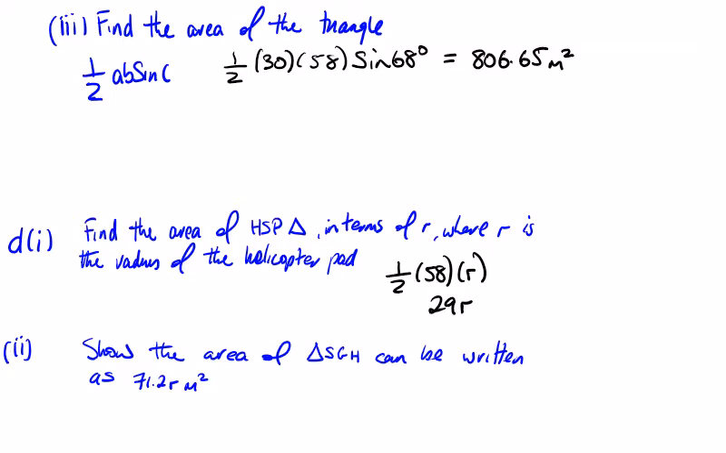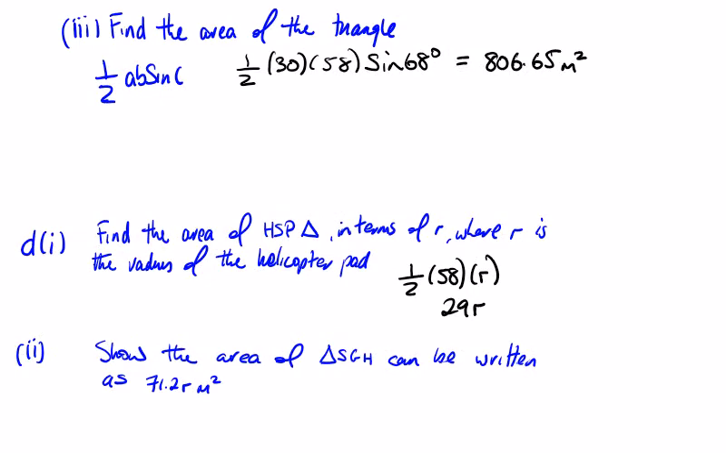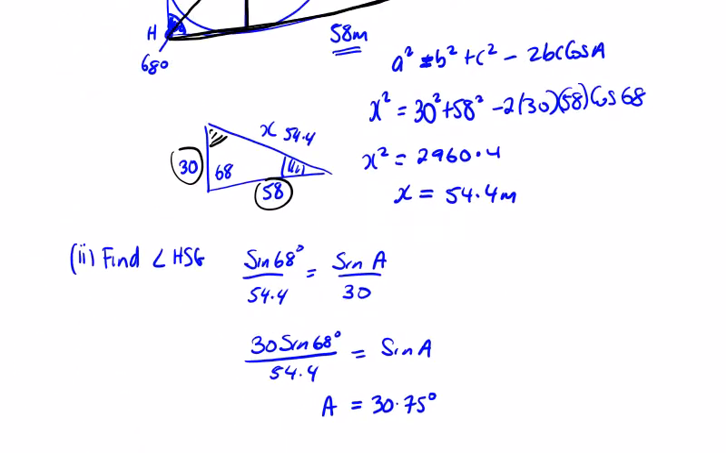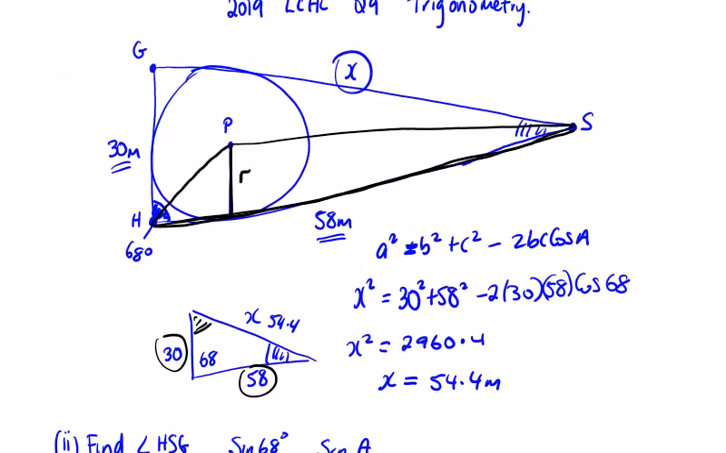Show the area of SGH can be written as 71.2R meters squared. So let's go back up and have a look at the triangle, the area of the whole triangle.